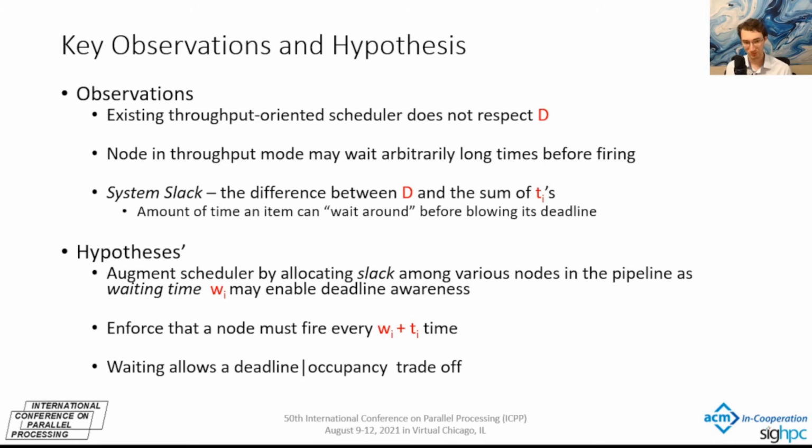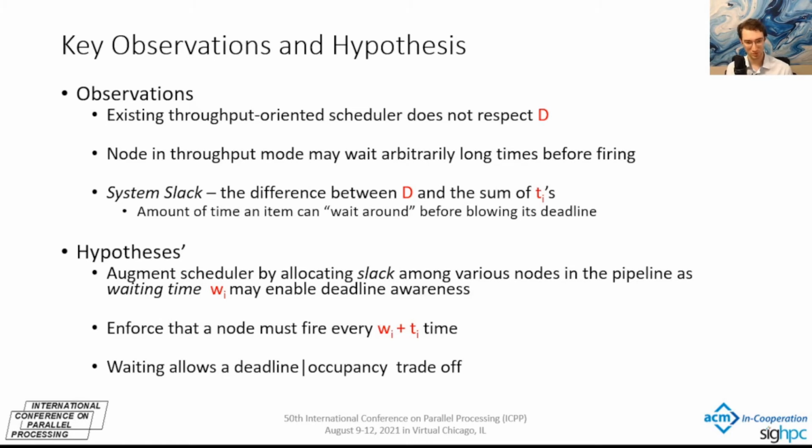I will now walk through some of the key observations and hypotheses that we made. The first observation is that an existing throughput-oriented scheduler does not respect item deadlines. Nodes in a throughput-oriented scheduler may wait an arbitrarily long time before firing, especially if they are deep in the pipeline and the pipeline has significant filtering behavior, because the throughput-oriented scheduler is designed to maximize device occupancy at all costs.